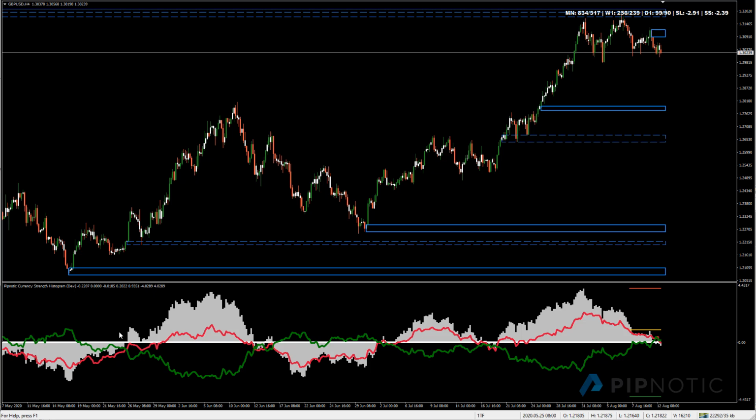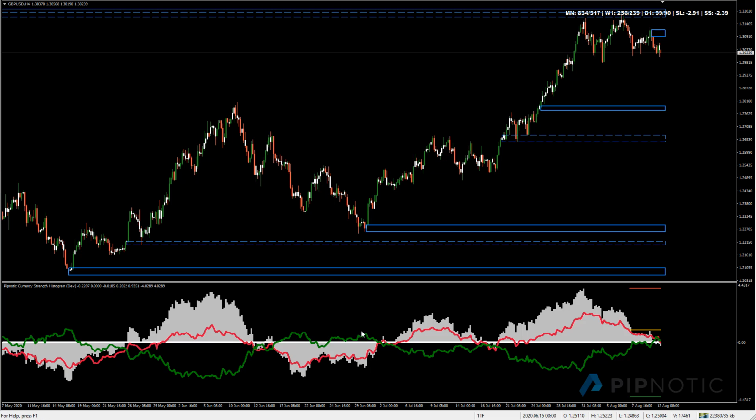Okay, first of all, what is the histogram and what does it do? Unlike the GFX, it focuses on one currency pair. It represents two currencies, which we can see here. The red line represents the British pound, the green line represents the American dollar, and the gray histogram is the difference between the two. If the histogram is above the zero line, then this currency pair should be moving higher. If it's below, it should be moving lower.